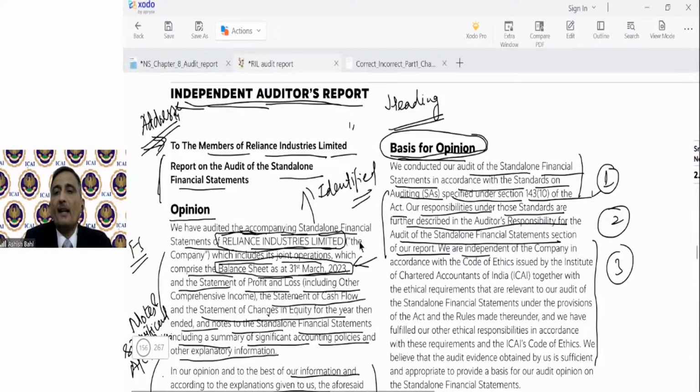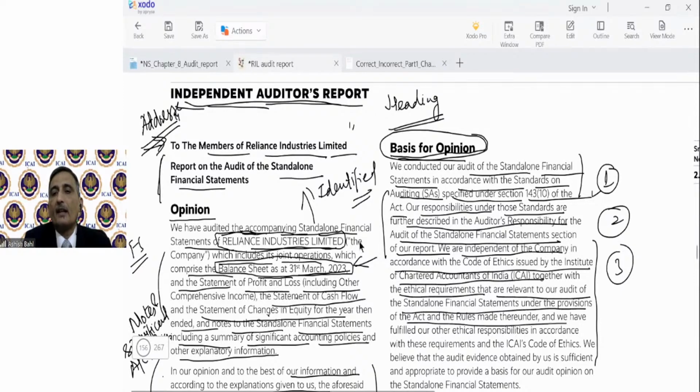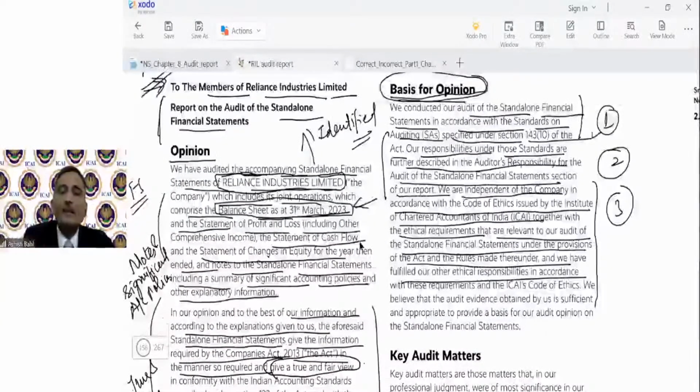We are independent of the company in accordance with the code of ethics issued by the Institute of Chartered Accountants of India, together with the ethical requirements that are relevant to our audit of financial statements under the provisions of the Act, and we have fulfilled our responsibilities. Again, these phrases are in line with SA 700.